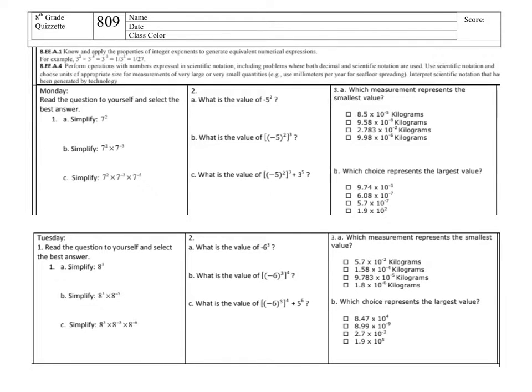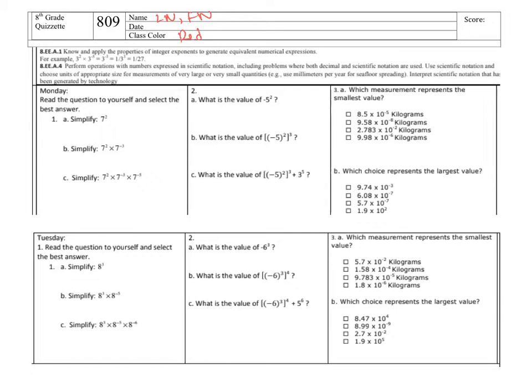Today we'll be watching a video on Quizzette 608. Please write your last name, comma, first name, today's date, and your class color. Number one is going to have, I think each day on number one has 3 steps or 3 questions. It says, read the question to yourself and select the best answer.